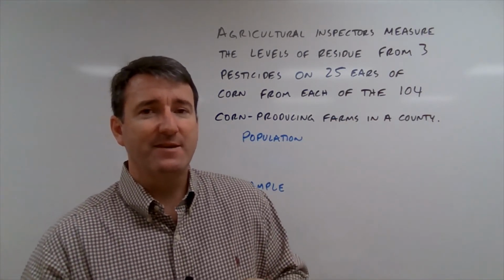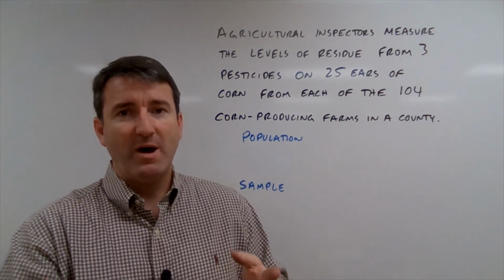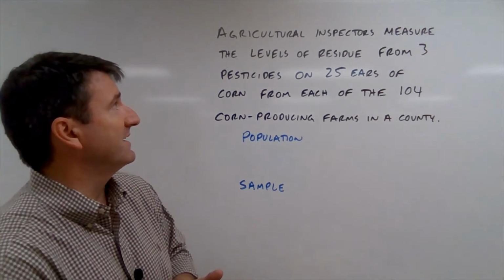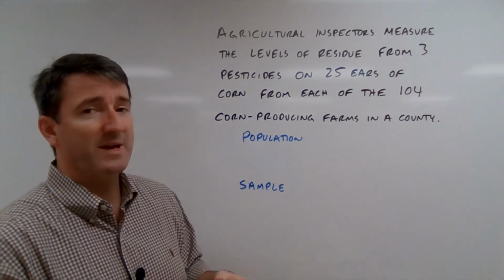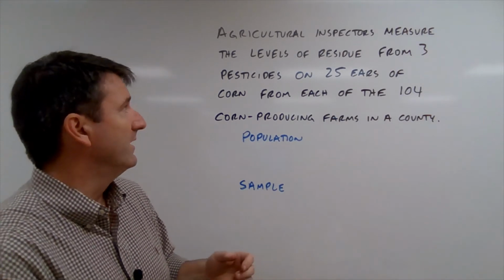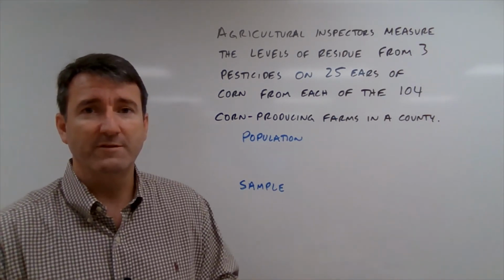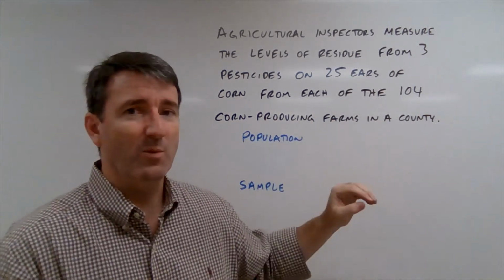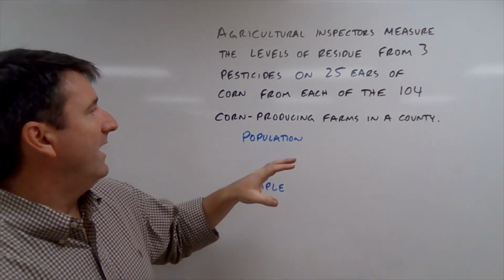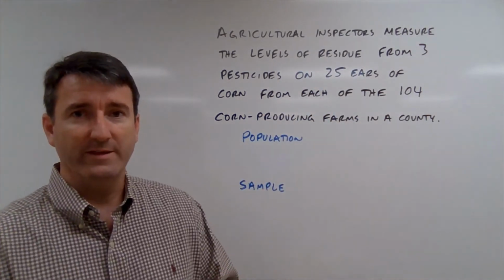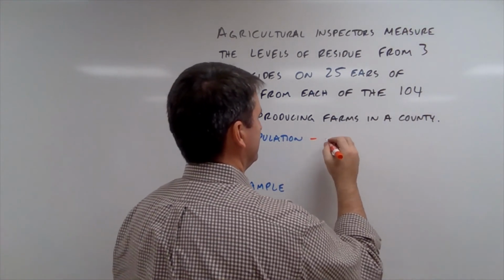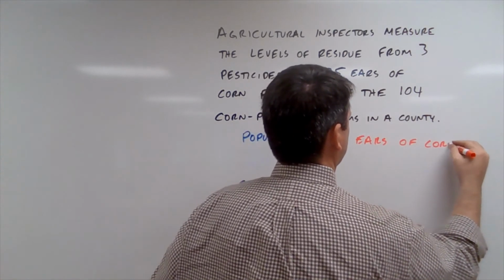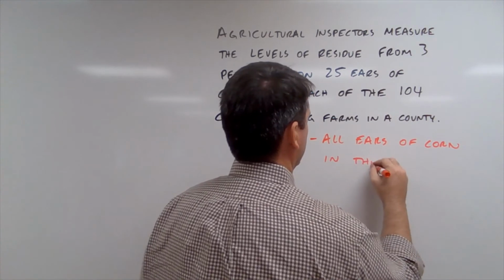Our first example asks us to find the population, sample, population parameters, and sample statistics for this study. We're told that agricultural inspectors measure the levels of residue from 3 pesticides on 25 ears of corn from each of the 104 corn-producing farms in a county. So first, the population is everything that we want to know about. So we want to know about all of the ears of corn in this county. So our population is just that, all ears of corn in the county.